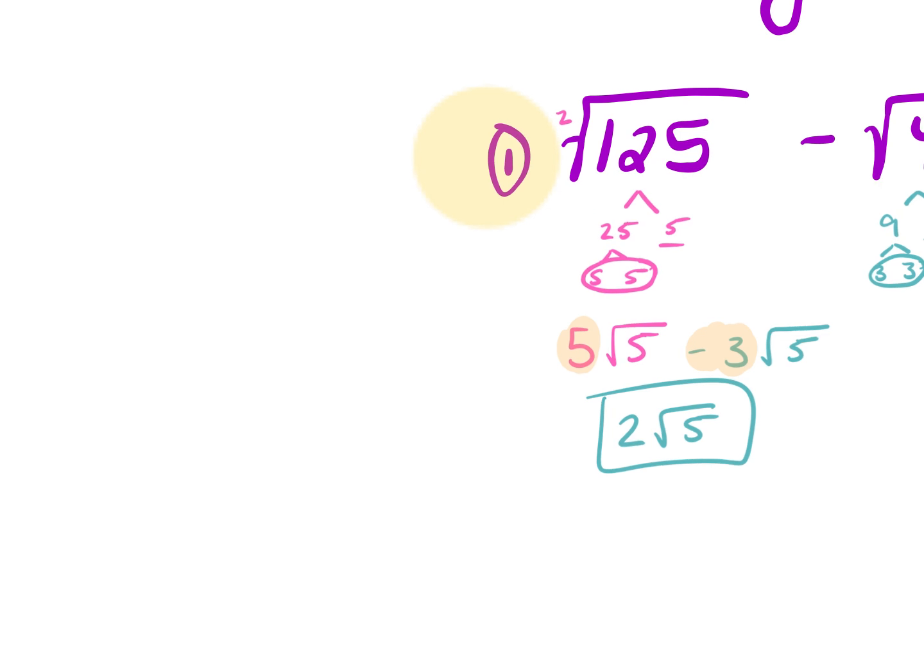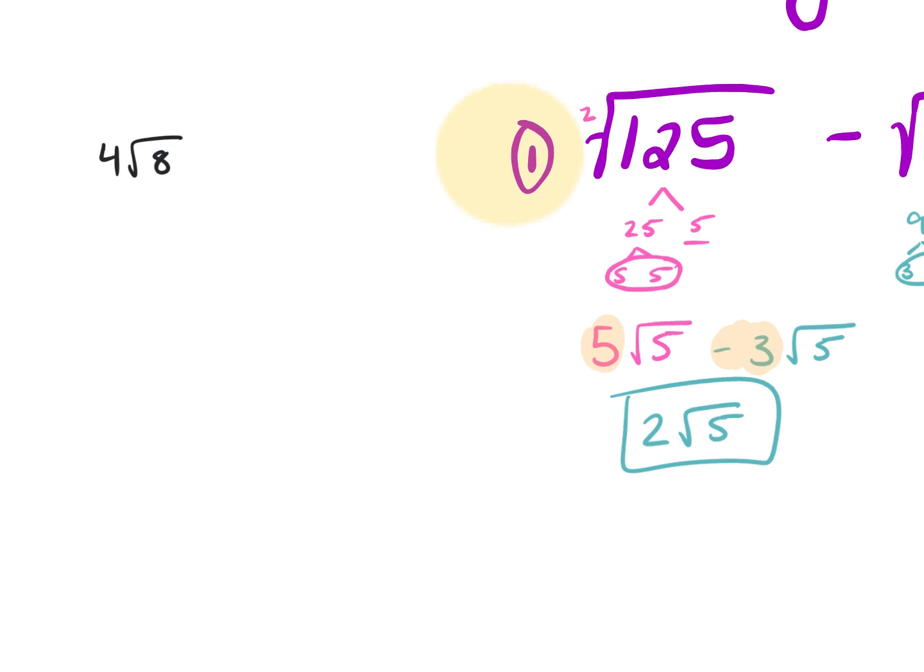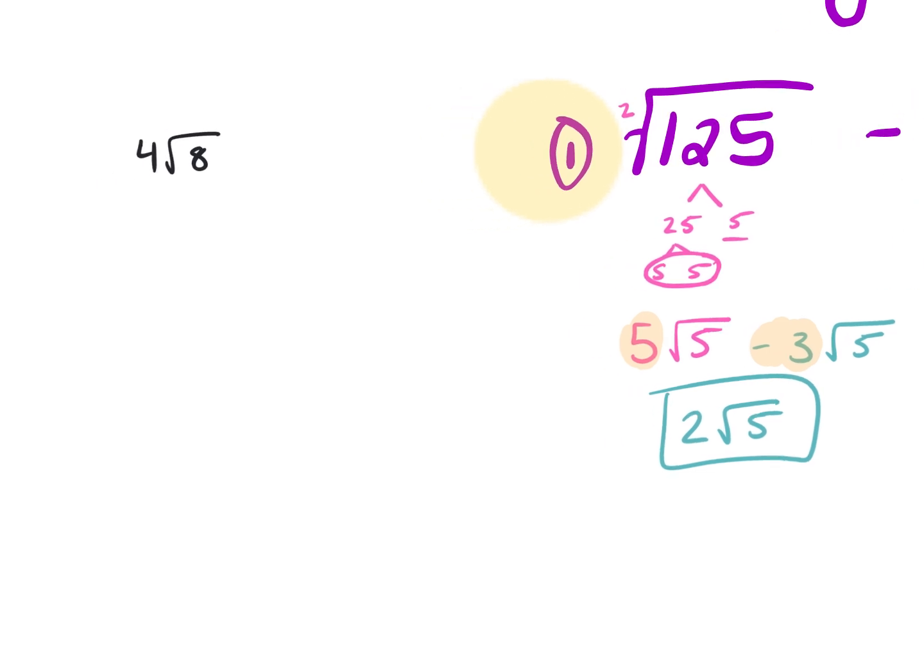All right, I'm going to do one more simplifying one just for practice. Let's say I had 4 square root 8. So just for practice, let's say we had 4 square root 8. What are 2 factors of 8? 4 and 2. And 2 factors of 4? 2 and 2. So what would I circle? 2 2s.